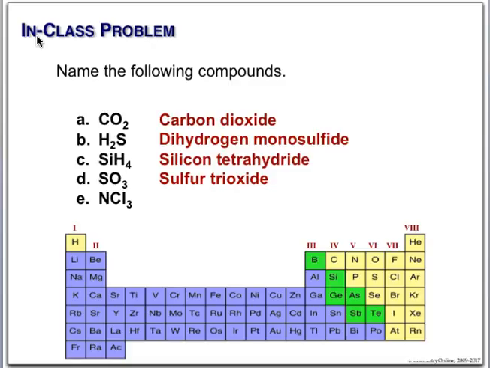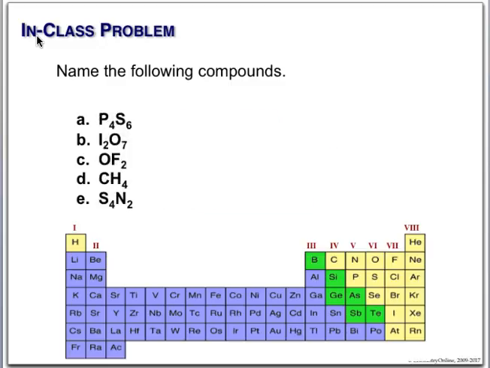And finally, we have nitrogen. As our first word, we have 3 chlorines. This is going to be nitrogen trichloride. Let's just make them a little more interesting. Go ahead and write these down.